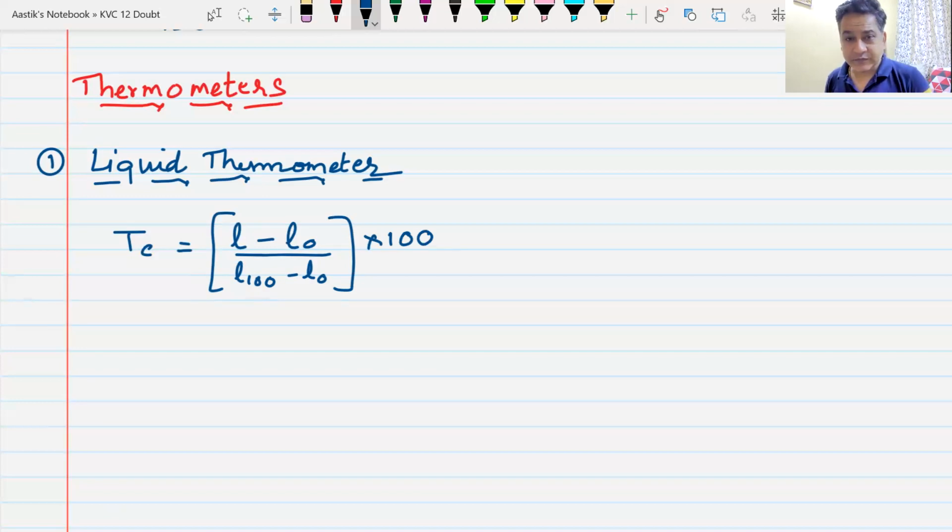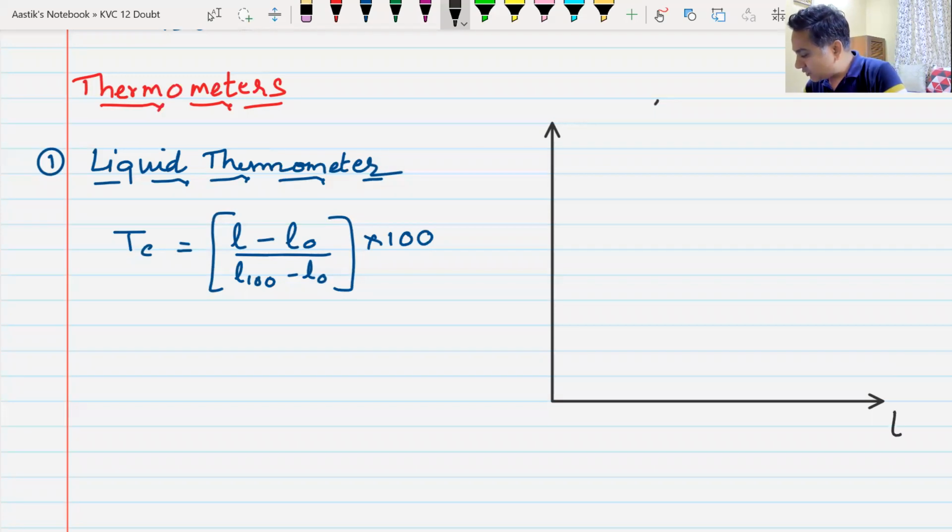The length of the liquid is assumed to vary directly with temperature, and if I draw the diagram of this, the graph looks like this, and that is how this formula has been derived. This is the temperature on the Celsius scale, and this is the length of the liquid in the column. The formula comes from this line. This is how we assume the length of the liquid varies with temperature.